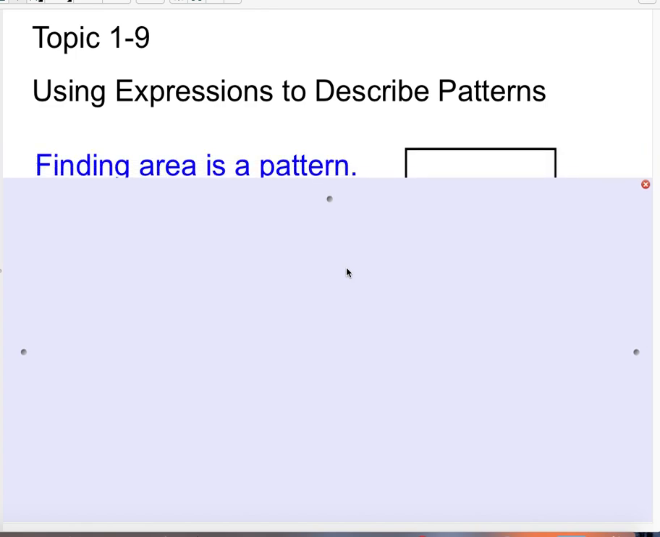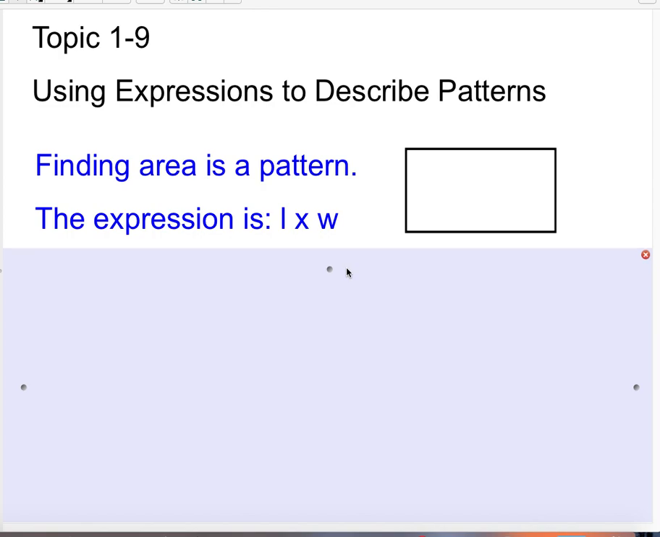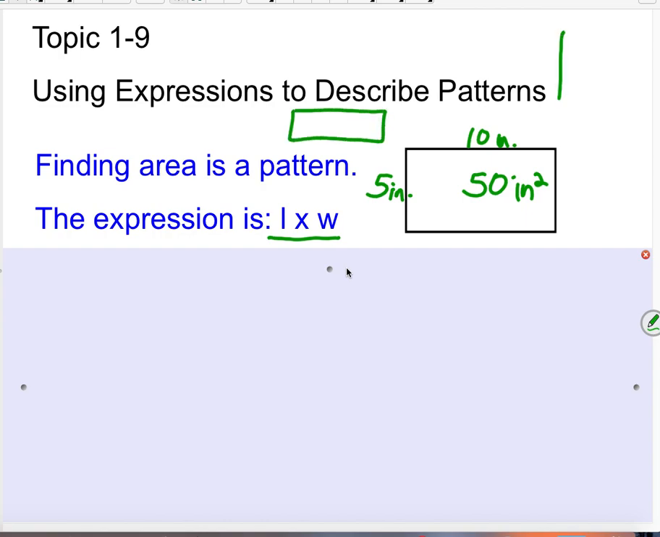All right, here we go, kids. One of the things that I would like to add to what is in the book is that finding area is a pattern, okay? And the expression for finding area is length times width. So what that means basically is that no matter what rectangle you have, or square, you can multiply the length, 5 inches, times the width, which could be 10 inches, and you would come up with the area of 50 square inches. Now, this certainly applies to that rectangle, but it would also apply to that rectangle, or that rectangle, okay? So over time, mathematicians developed this expression to describe the pattern of length times width to get area.